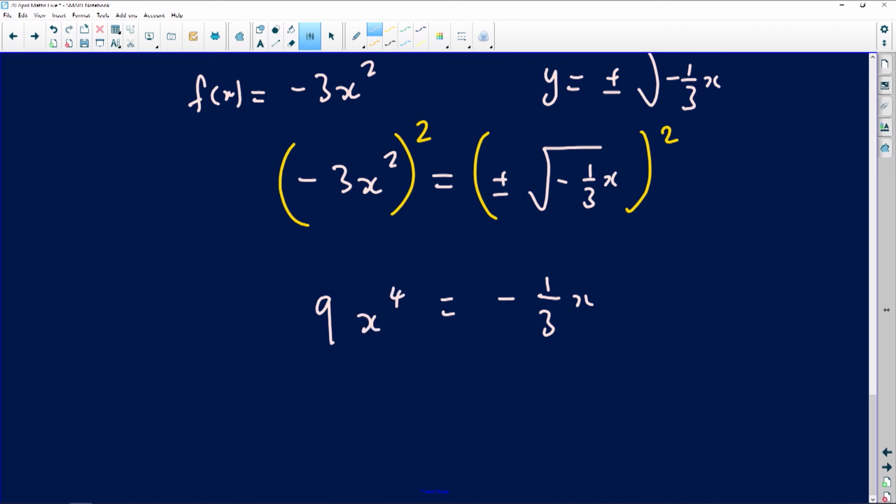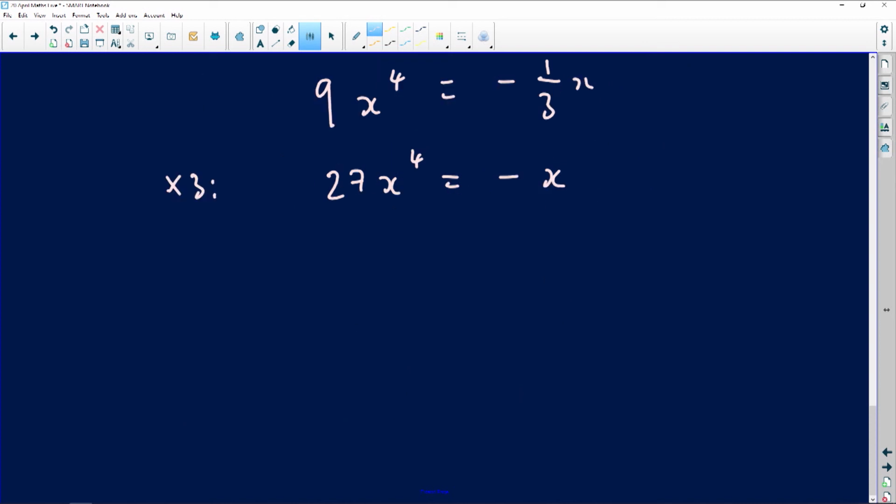And then you just multiply both sides by 3, because I don't like that fraction there. If I just multiply everyone by 3 to undo division by 3, it's going to be 27x to the power of 4 equals minus x, right? And then you take this one to the left. I'm going to have 27x to the power of 4 plus x equals 0. And then you just solve for x by taking out a common factor, which is x.